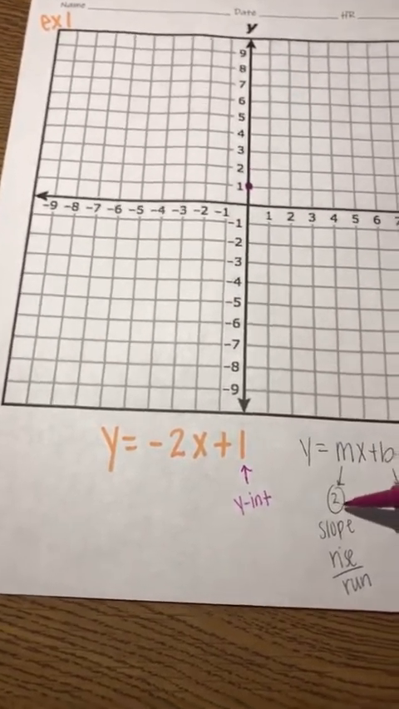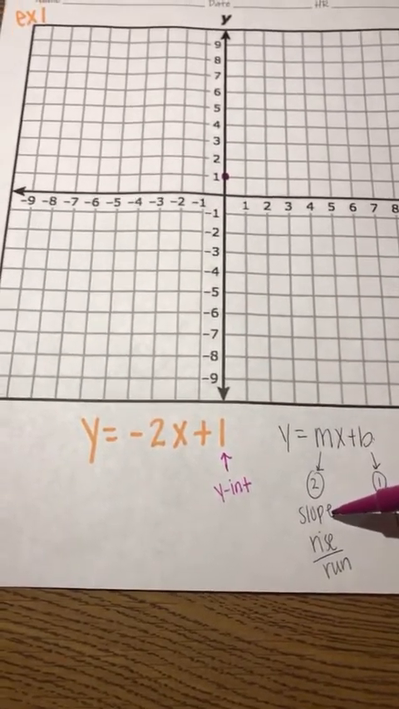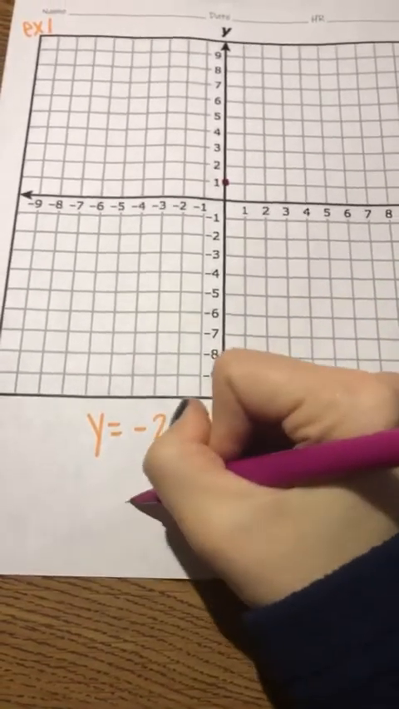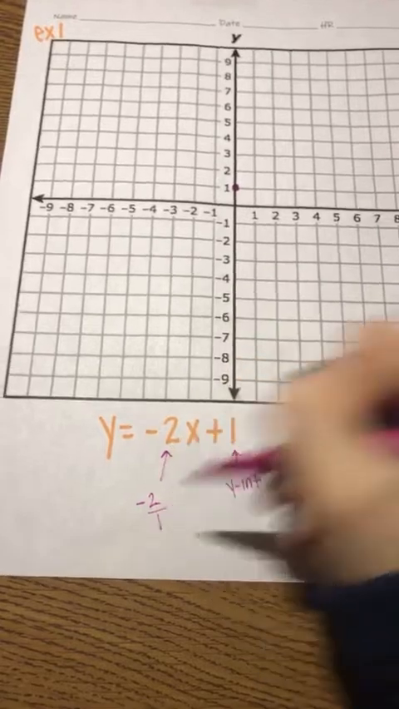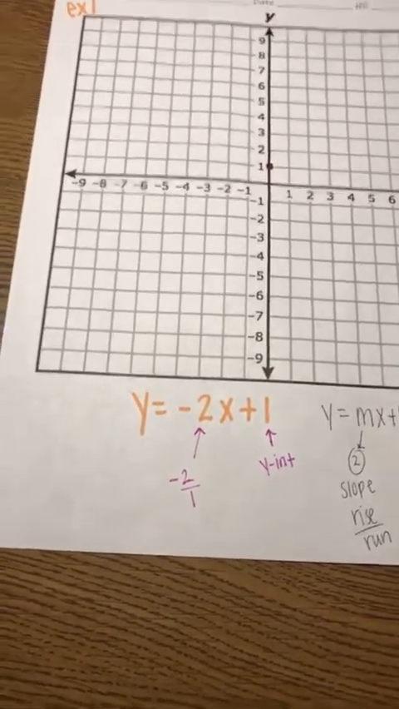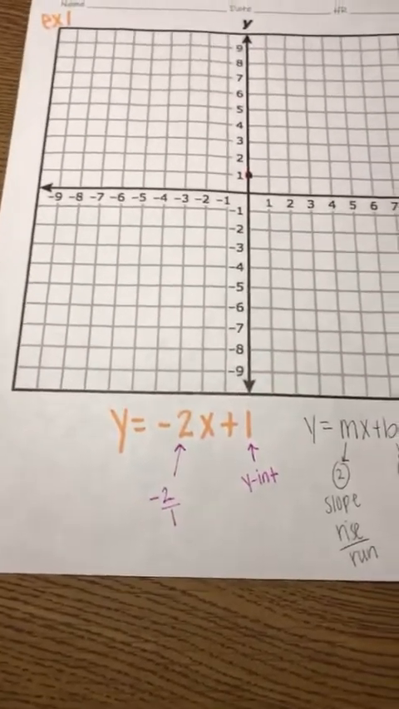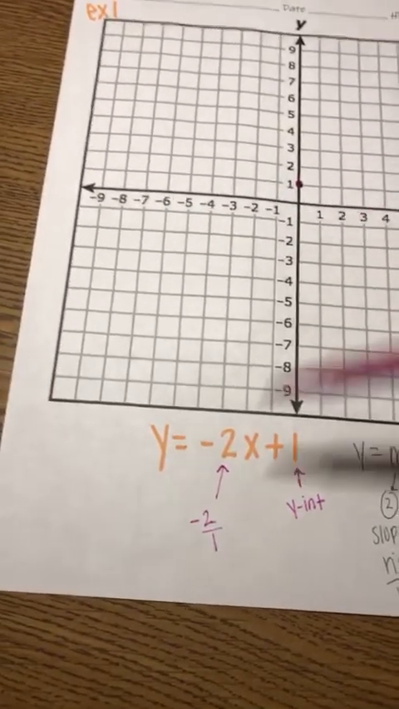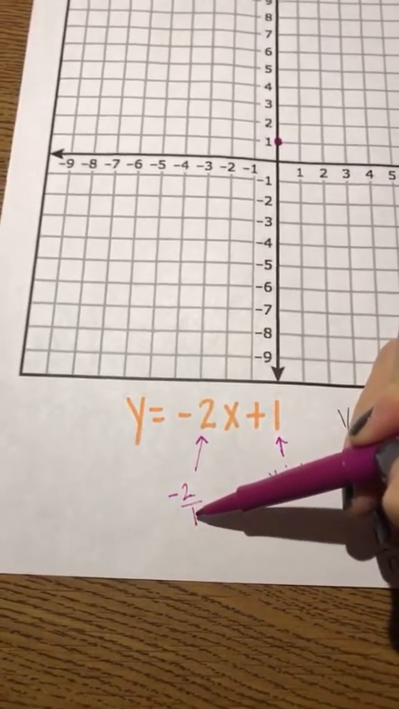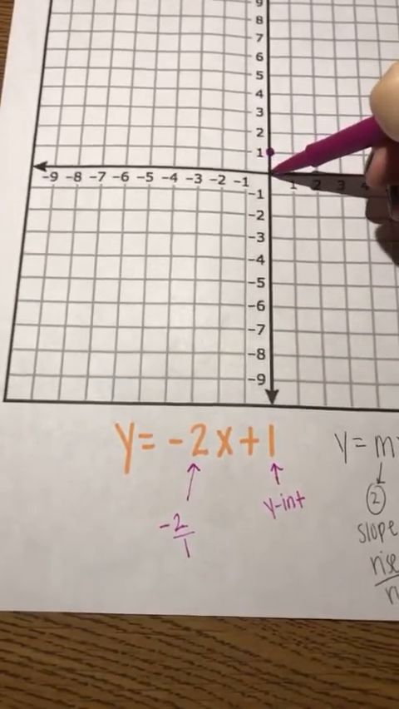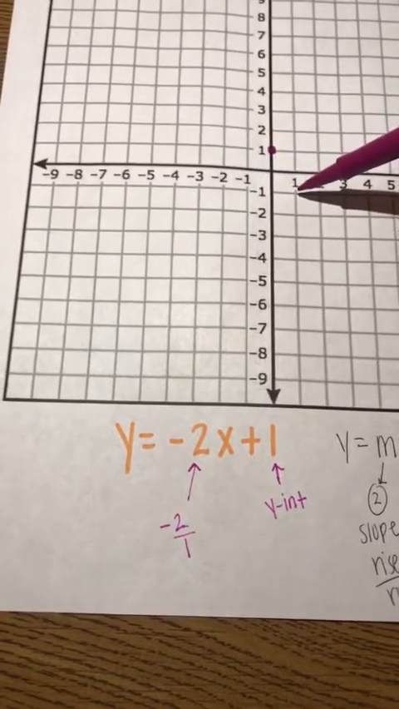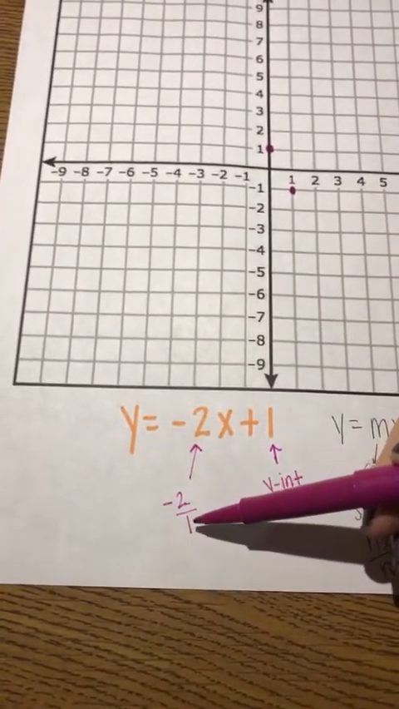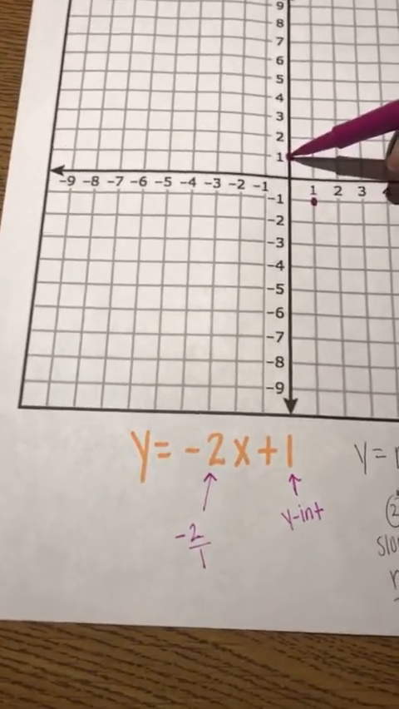Your second step is your slope. Slope is rise over run. So my slope is negative 2 over 1. We always know that we could put a 1 underneath any integer. So from this point, I'm going to go down 2 and then go in the positive direction 1. I'm going to do that one again. Negative 2 over 1. Always start from this point.